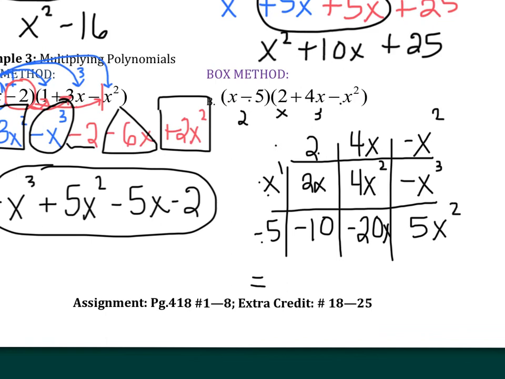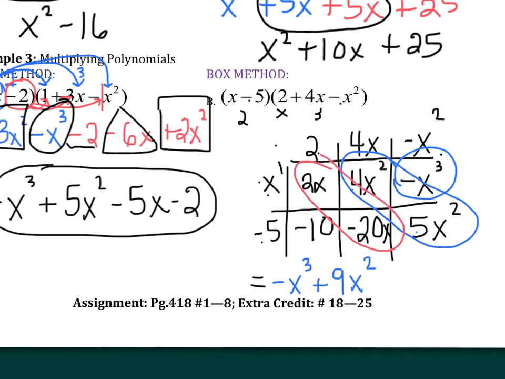Now we just look to combine like terms for our final answer. So the highest exponent is x to the third, and there aren't any more of those. So negative x to the third goes first. Now it looks like our x squareds are on a diagonal right there. 4 plus 5 is 9. So we have 9x to the seconds.